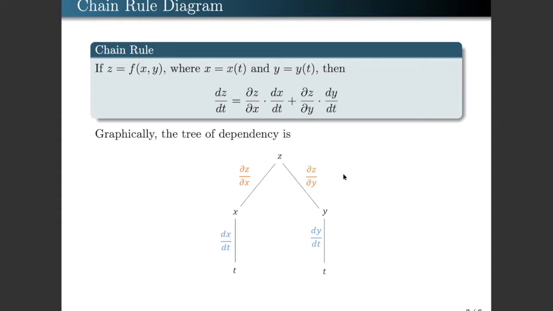Finally, the formula for the chain rule considers all of the paths that start from z and end in t. So we have this path over here and another path over here. So when we write the chain rule for the derivative of z with respect to t, it is now the partial of z with respect to x multiplied with the derivative of x with respect to t. And then we add that to the partial of z with respect to y times the derivative of y with respect to t.